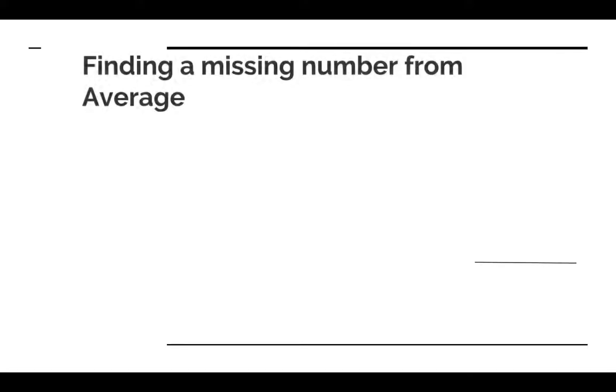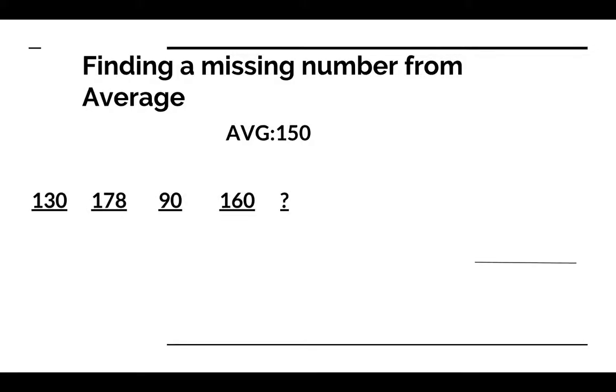So there's something else that we need to do, and that's finding a missing number from an average. This happens when you're given an average and given a set of numbers that equal that average, but one is missing. So let's say I give you an average of 150. So I give you these sets of numbers: 130, 178, 90, and 160.